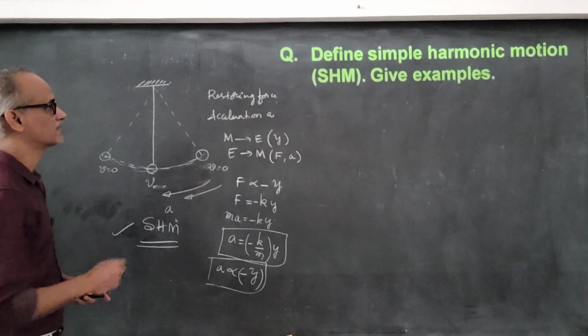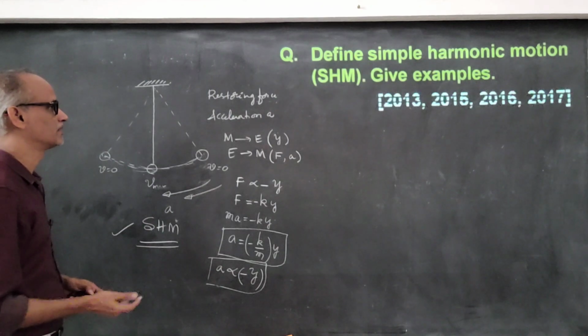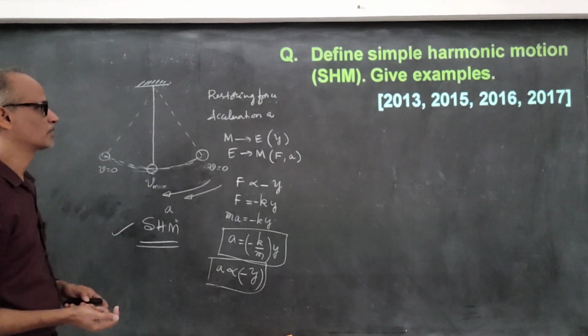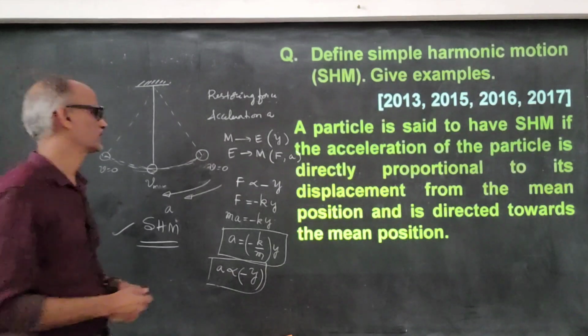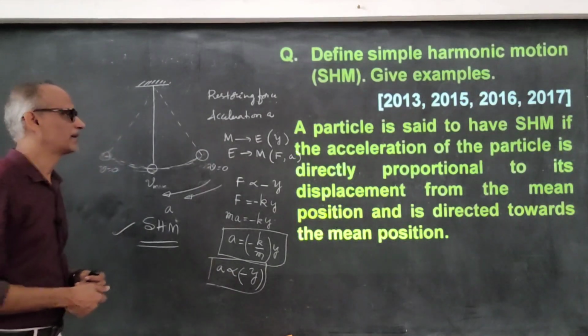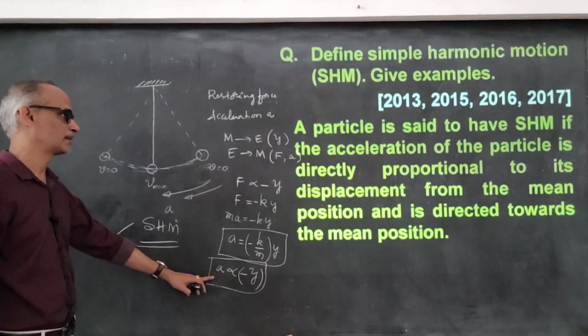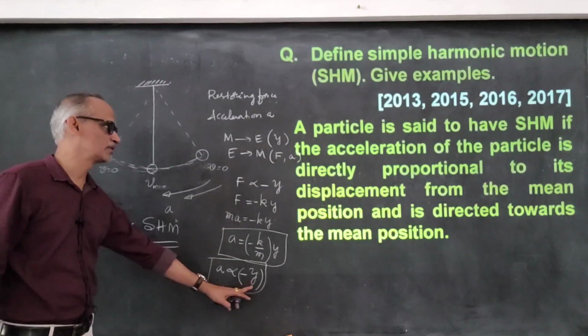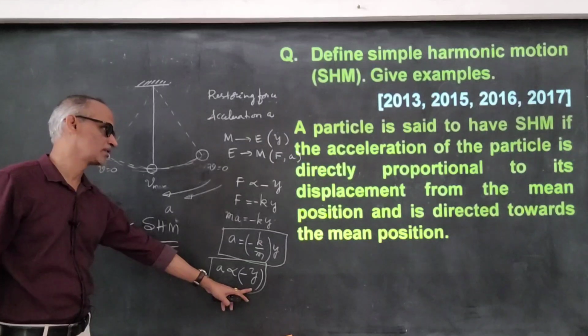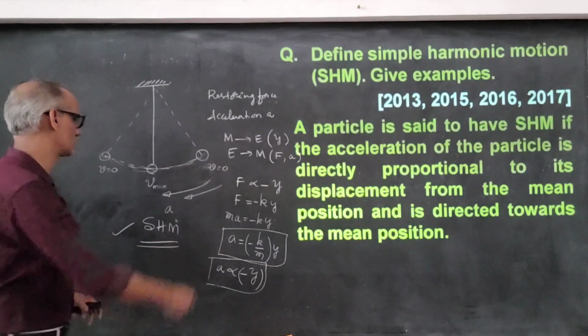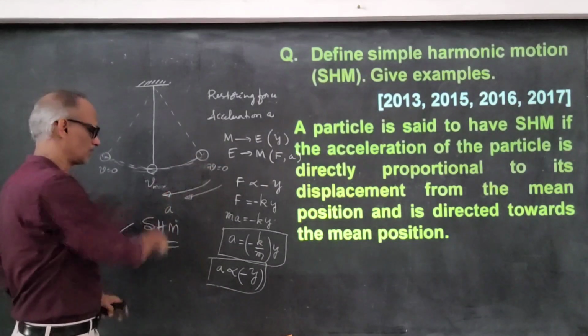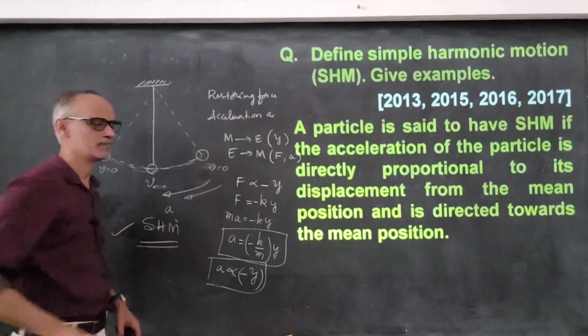So, define simple harmonic motion and give an example. This is a repeatedly asked question. The definition of simple harmonic motion: a particle is said to have simple harmonic motion if the acceleration of the particle is directly proportional to its displacement from the mean position and directed towards the mean position. Directed means the direction of that acceleration is always toward the mean position.